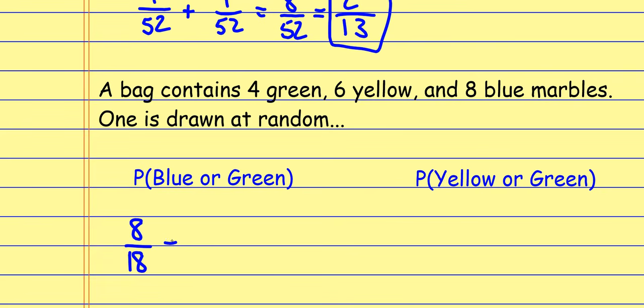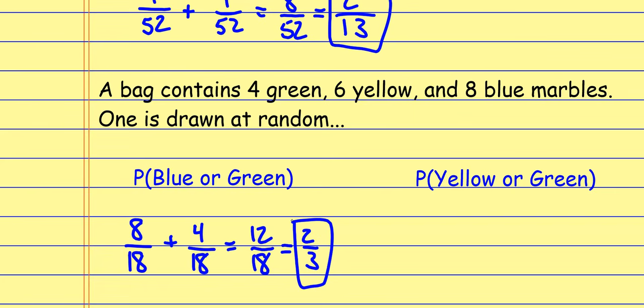Or means we add, so I'm going to put my addition sign. The probability of a green marble is 4 out of the 18. Once again, I already have common denominators. Don't mess them up. Add the numerators, and the denominator stays the same. Now let's reduce that fraction. They're each divisible by 6, so that's 2 out of 3. So the probability of blue or green is 2/3.